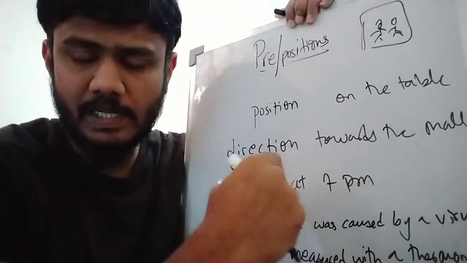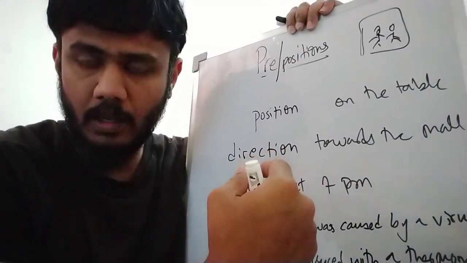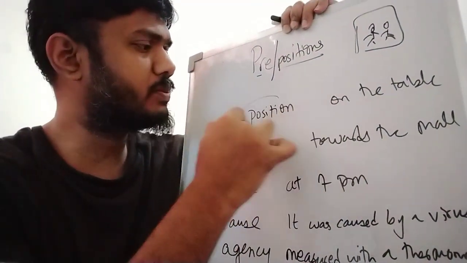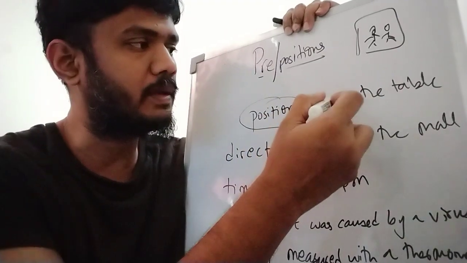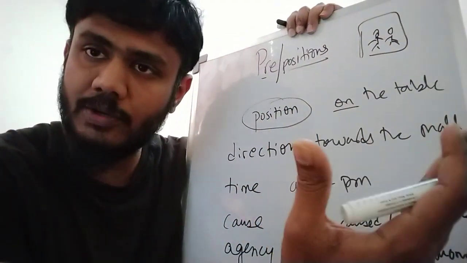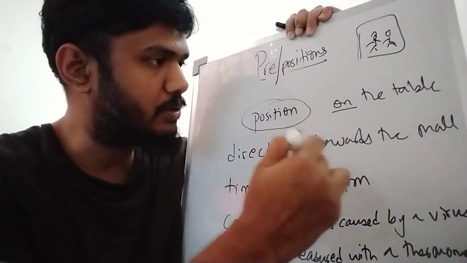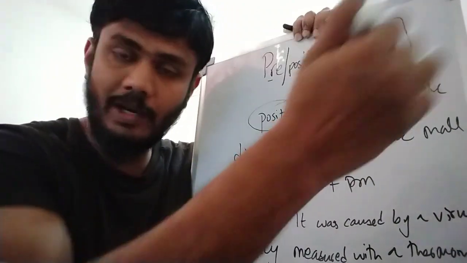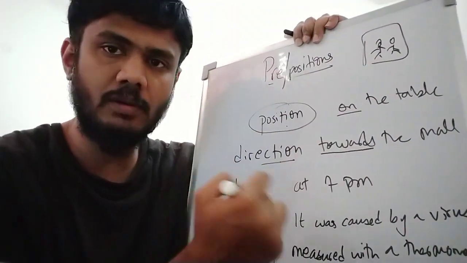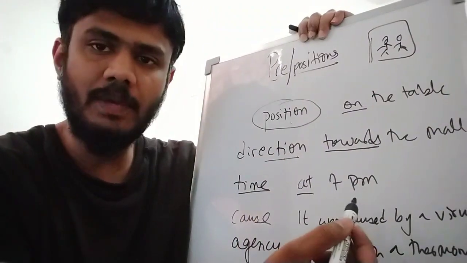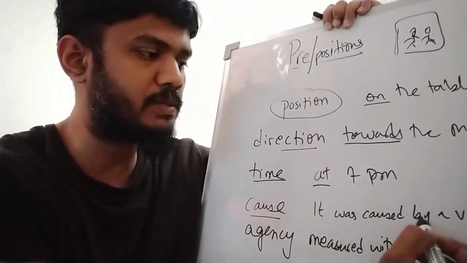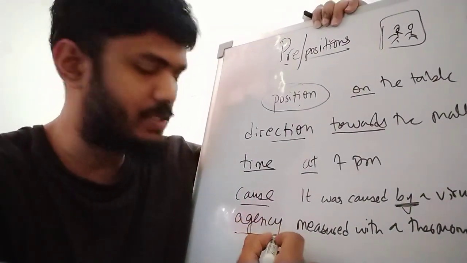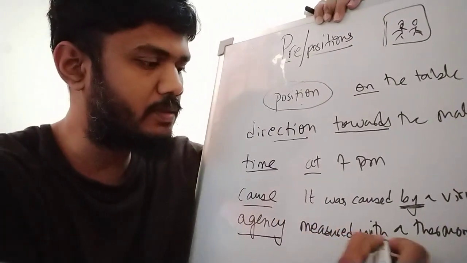So let's now look at a few things that prepositions can do, a few types of meaning that they can generate. The first one is position. They can tell us the position of a particular thing, that something is on the table, right? It's in the petri dish. So it tells you the position. Towards the mall, that's giving you a direction. Here there's position, here there's direction. It could also tell us about time, at 7 p.m. It could also tell us about a cause: it was caused by a virus. And it can also give you an agency: how? With what? Right? Measured with a thermometer.